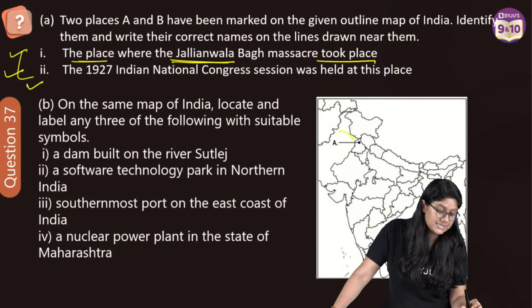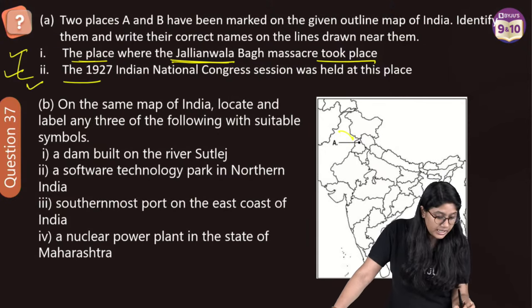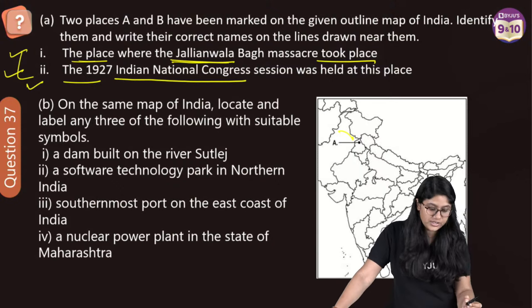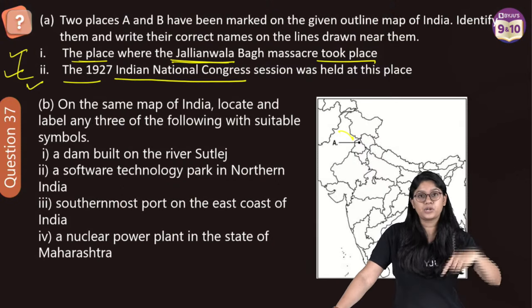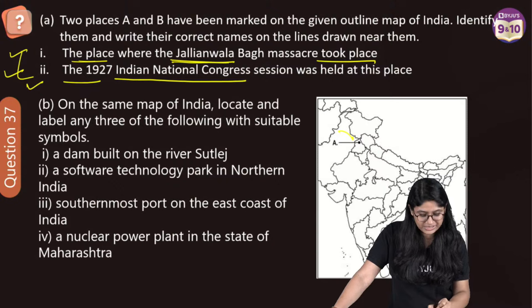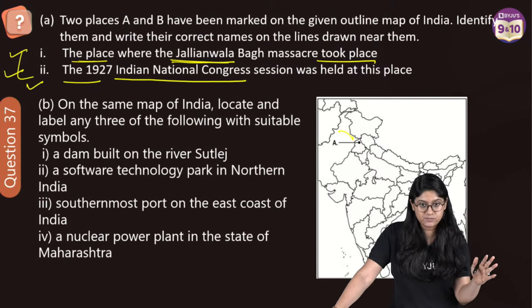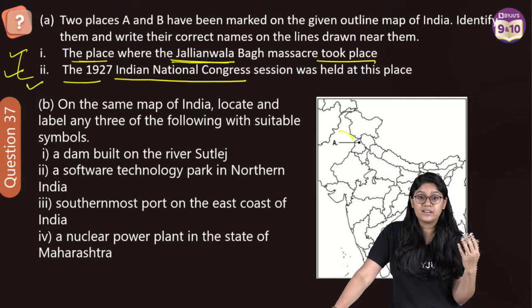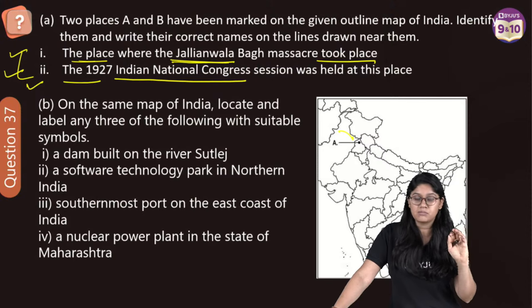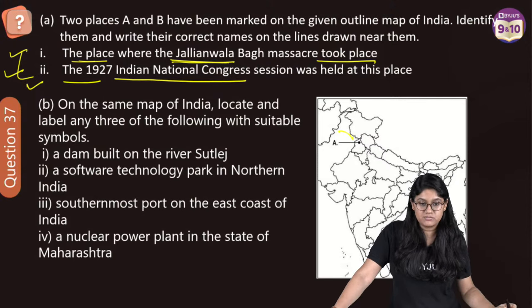The second one is in 1927, when the Indian National Congress session was held at this particular place. We can clearly see it's there in Tamil Nadu, and it happened in Madras. We'll not write Chennai. We will write Madras.